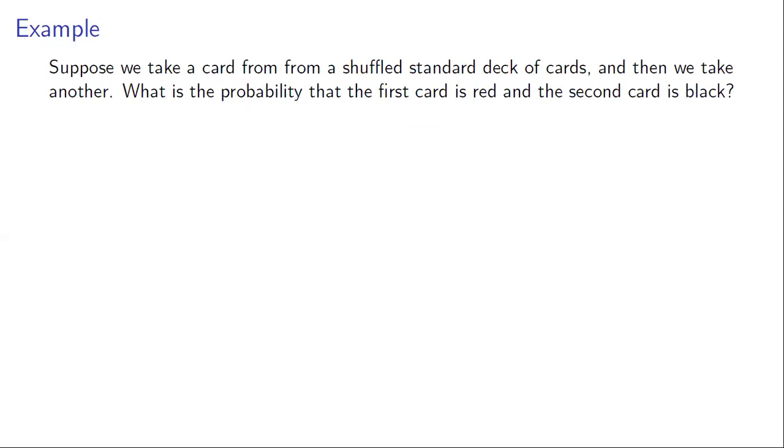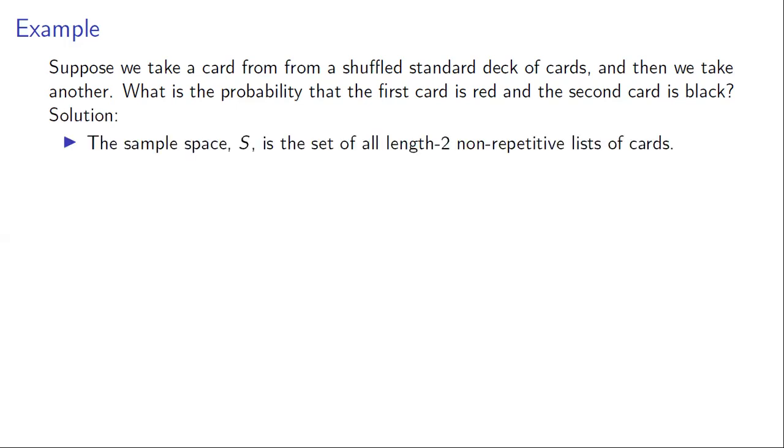Okay, suppose we take a card from a shuffled standard deck of cards, and then we take another, right? So again, we care about the order. What is the probability that the first card is red and the second card is black? So first, what's the sample space? Well, the sample space is, as before, the set of all length 2 non-repetitive lists of cards.